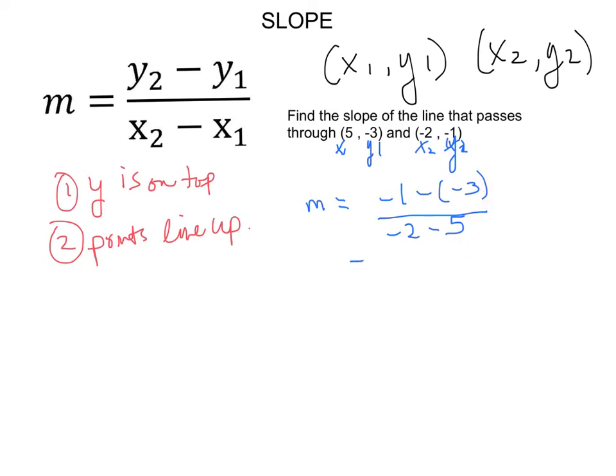So now all we have to do is the simple math. -1 minus -3 is equal to a +2. -2 minus 5 gives me a -7, and that is the slope of our line. And it is important to remember one more thing, and that is that slope is always a number. It is never a variable. You will always have some number, 2 over -7, 1/3, +5, something in that vein. Slope is always a number.